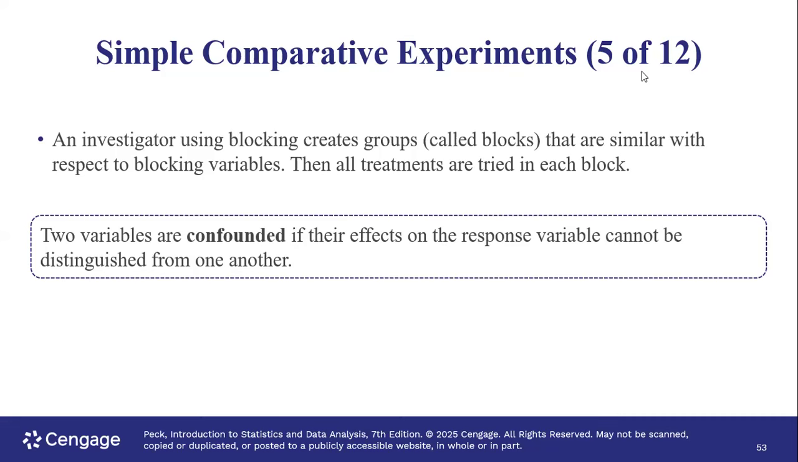Two variables are confounded if their effects on the response variable cannot be distinguished from one another. Confounded means they're bound together, confusing the results. Two variables mean two factors. If we cannot separate the effect of these variables, then they are said to be confounded, confusing the results together.